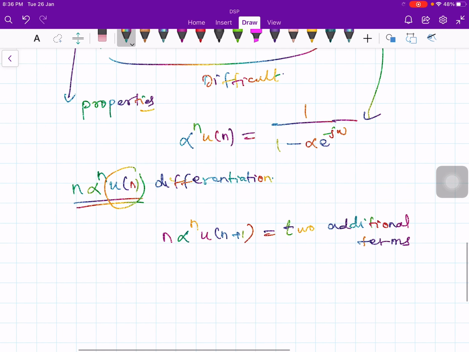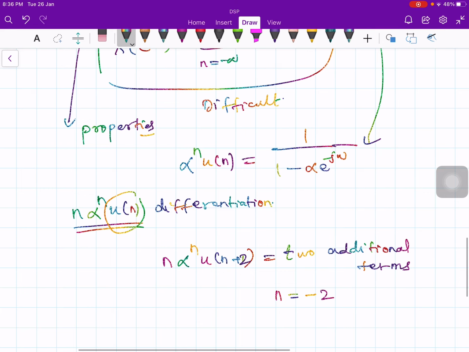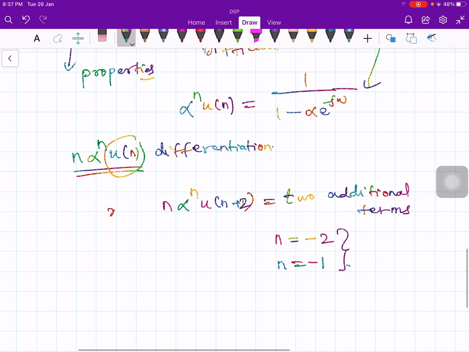Okay, what are those additional terms? One term is sitting at n is equal to, is it 2 or 1? 2, right? This is 2. N is equal to 2 and 1 is sitting at n is equal to minus 1. These 2 terms are additional terms. Therefore, this x of n I can write as follows. Substitute n is equal to 2, then you will get 2 times alpha minus 2. Okay, minus 2 times alpha to the minus 2 u of 0.